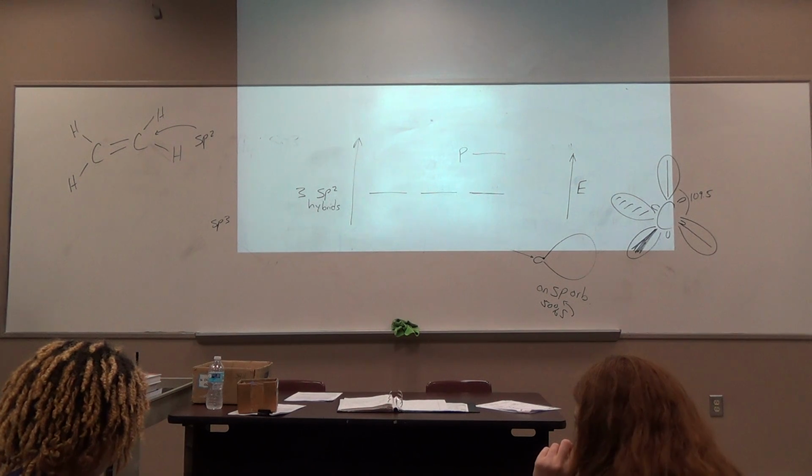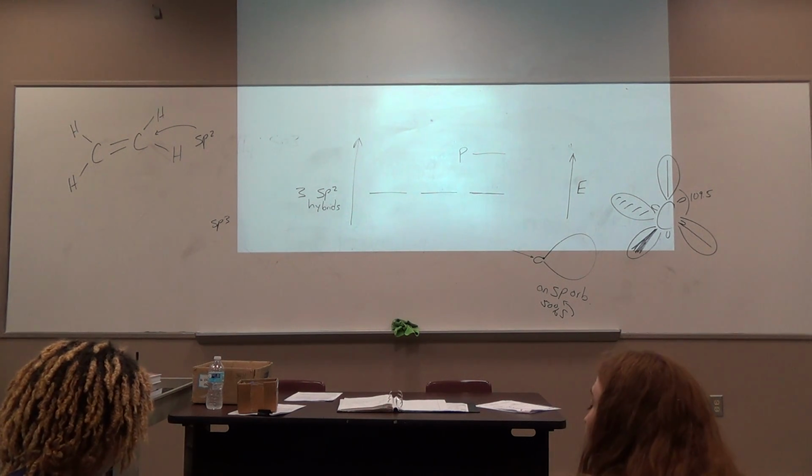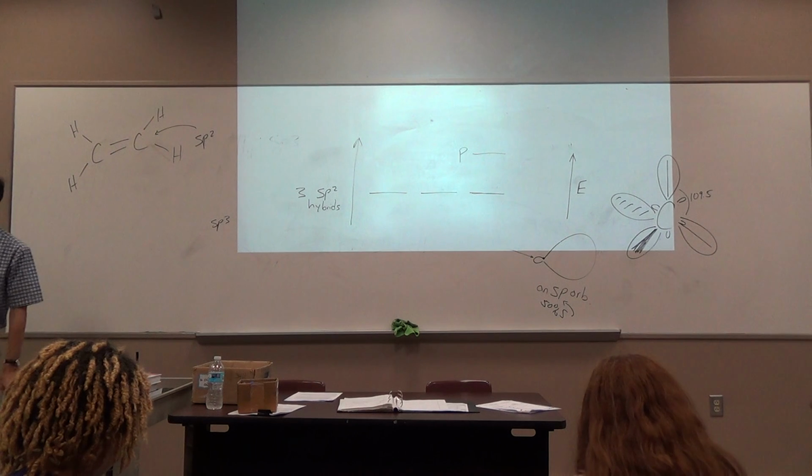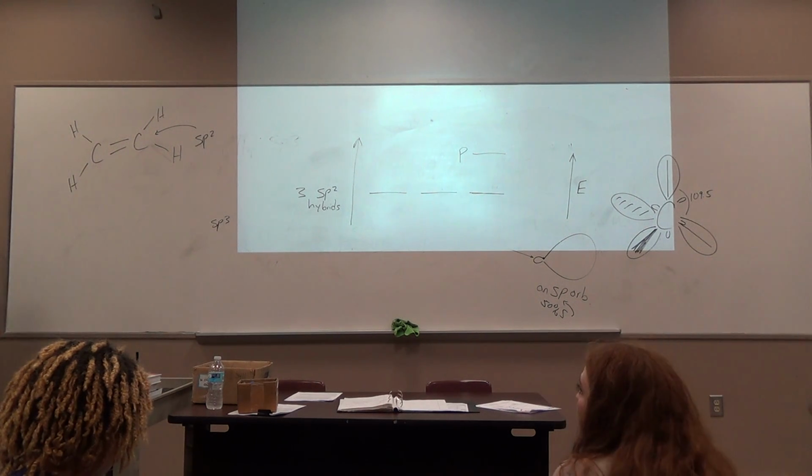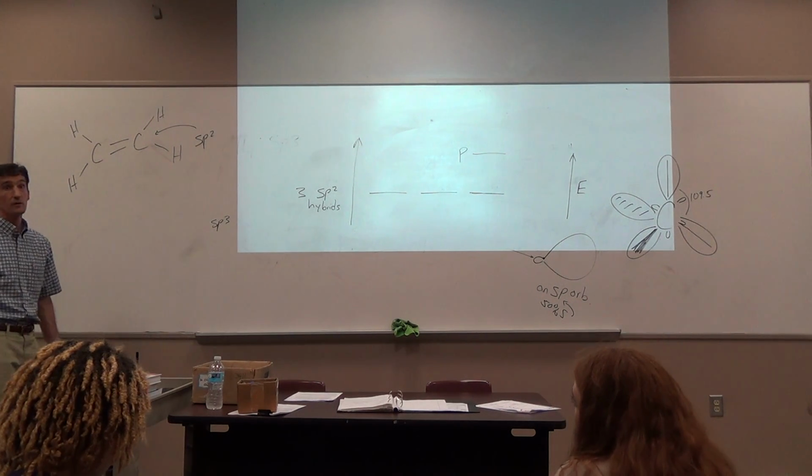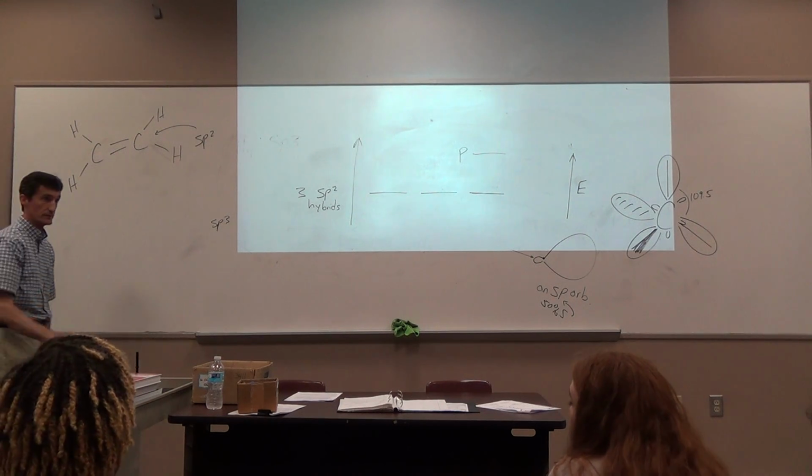What about in terms of length? Are these going to be longer or shorter than sp3? Shorter. They're going to be shorter because they're more like S, which is your shorter roundedness. I'm not going to try to draw them. Just know the relative differences.